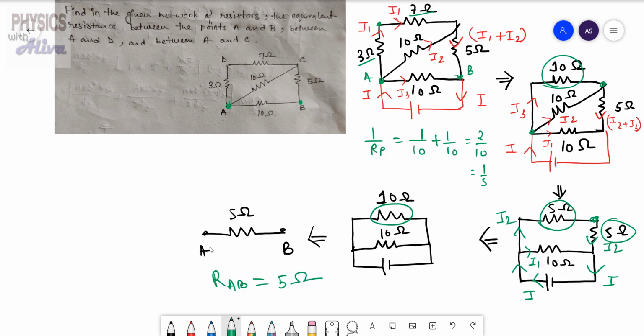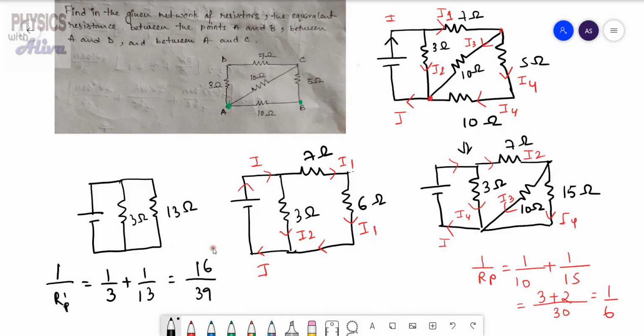Okay, is that clear? Now we will calculate the equivalent resistance across A and D by connecting a battery across the junctions A and D. This is the A point and this is the D point. So we will connect a battery across A and D. Now see the current distribution.